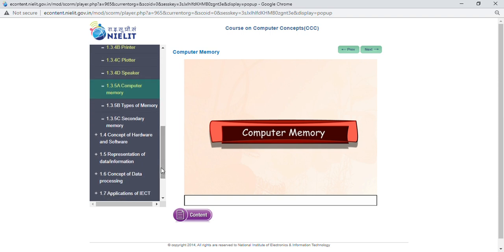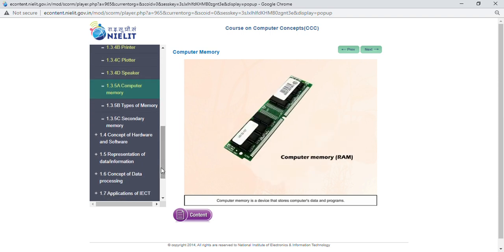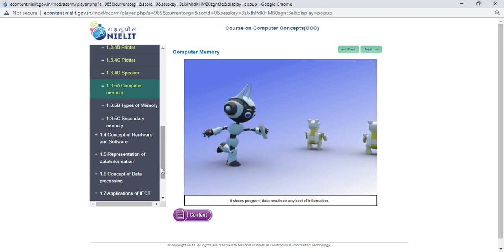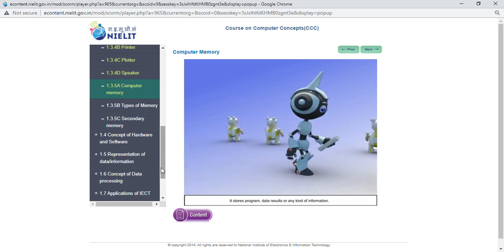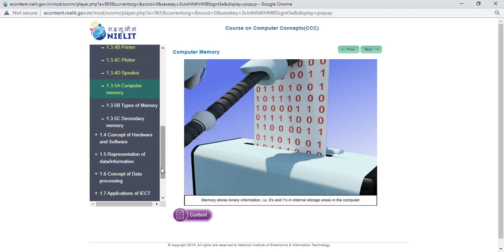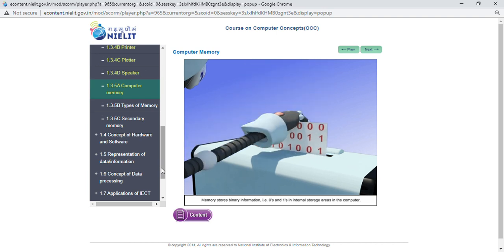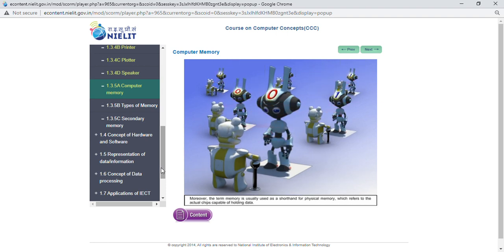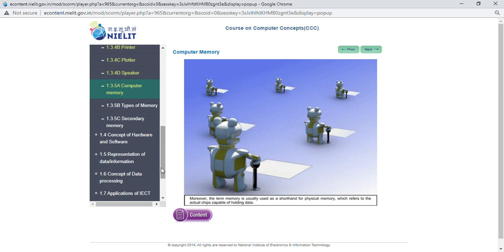Computer memory. Computer memory is a device that stores computer's data and programs. It stores programs, data, results, or any kind of information. Memory stores binary information, that is zeros and ones, in internal storage areas in the computer. Moreover, the term memory is usually used as a shorthand for physical memory, which refers to the actual chips capable of holding data.